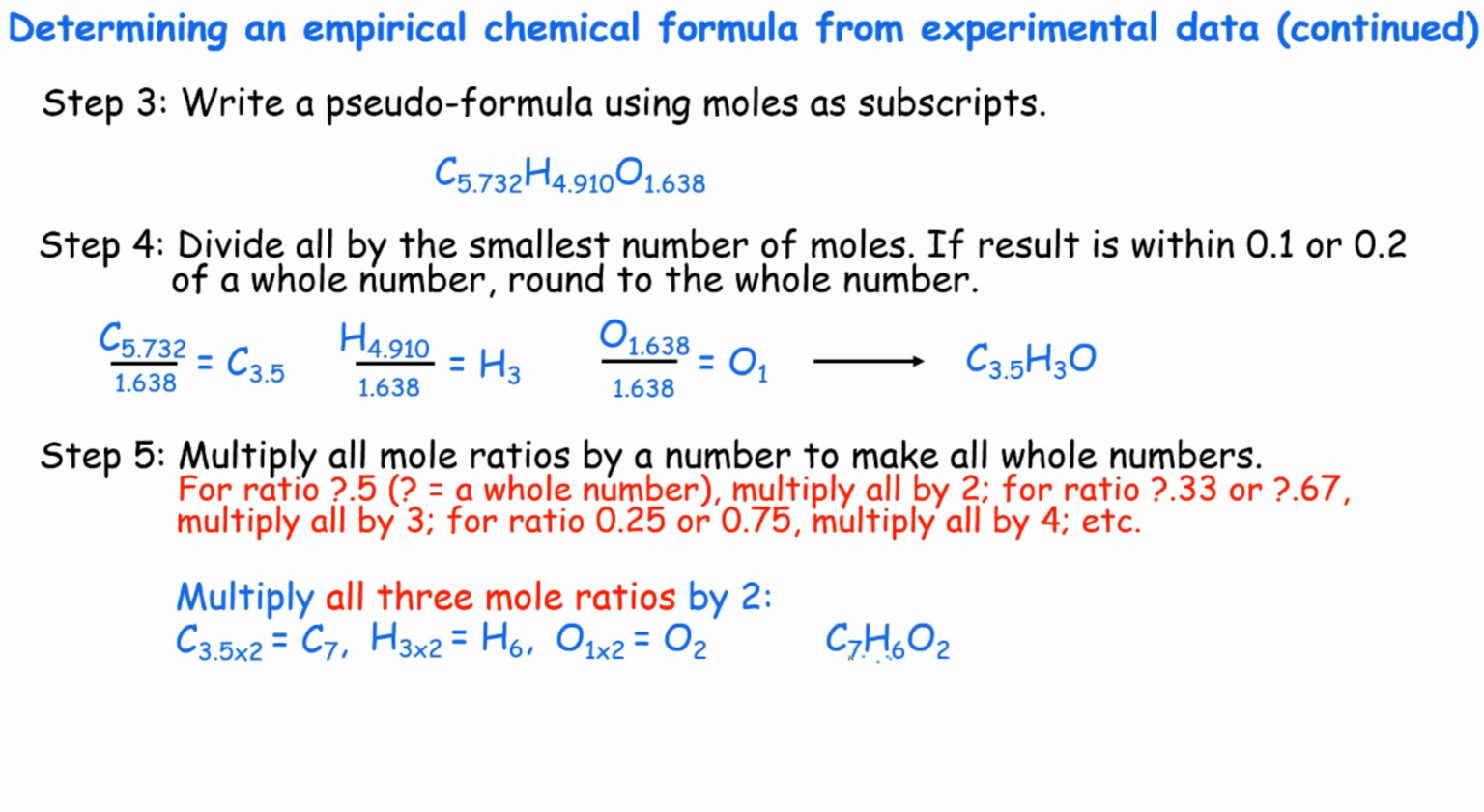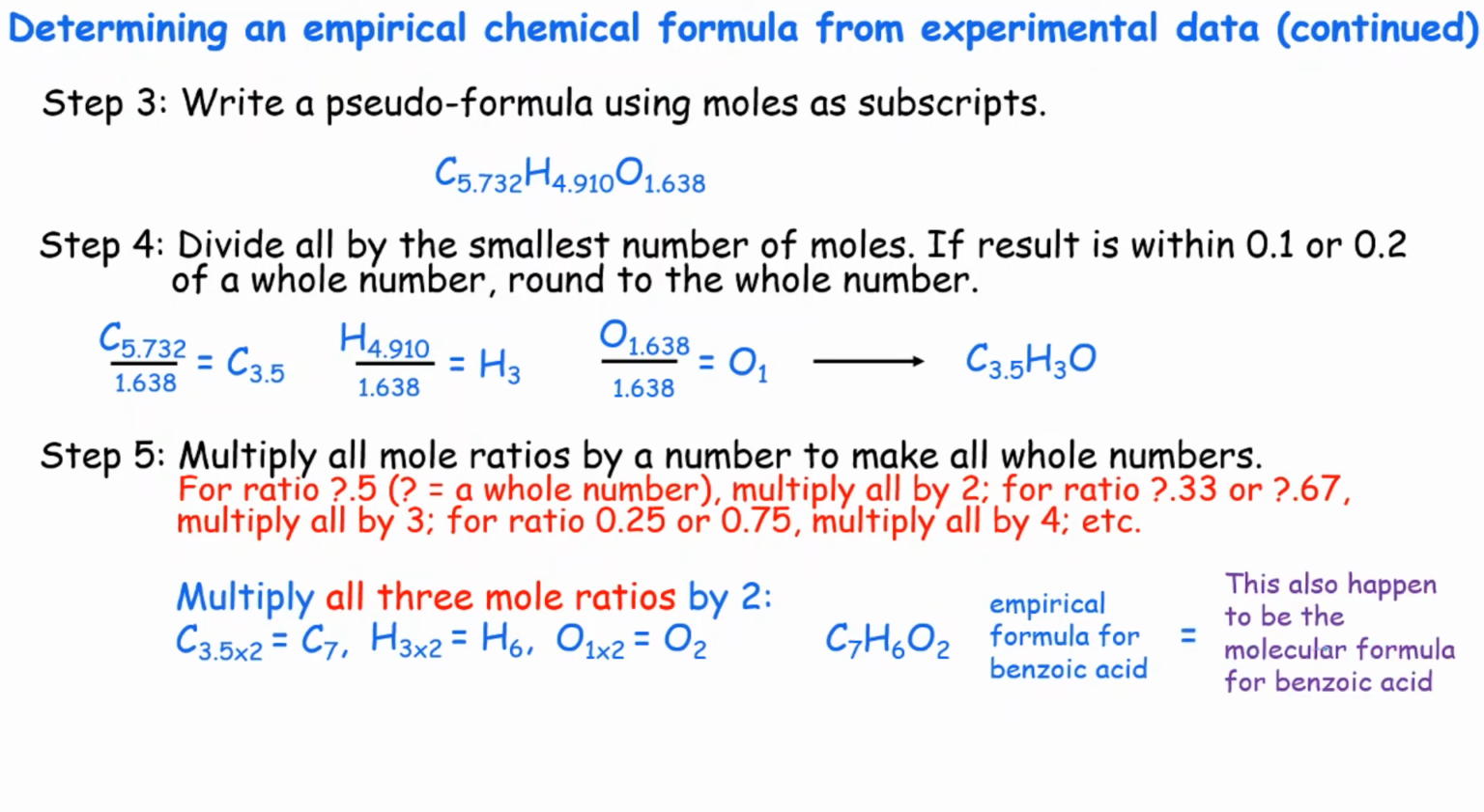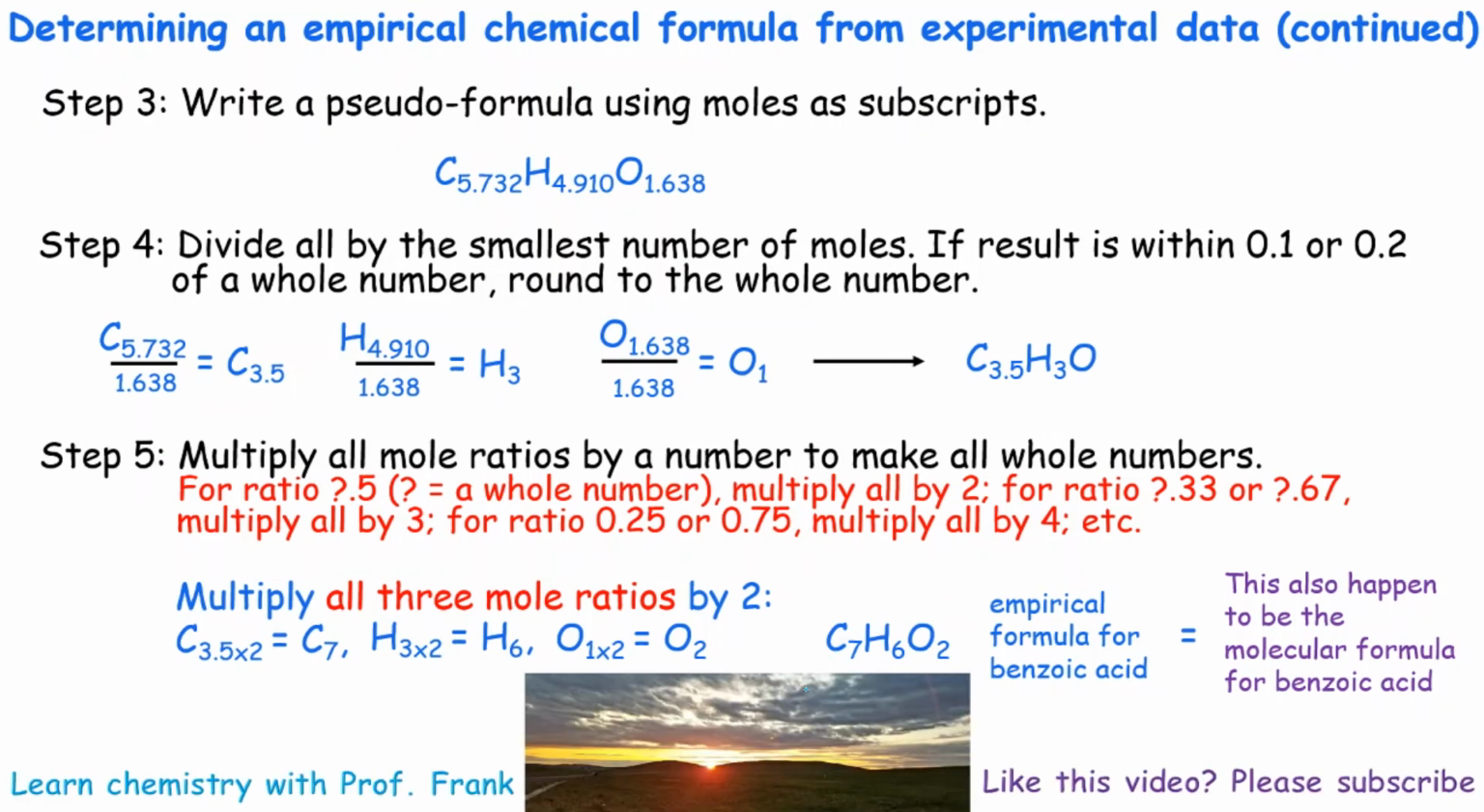And now let's see. C7H6O2, that's the simplest whole number ratio, or the smallest whole number ratio. Therefore, this has to be the empirical formula for benzoic acid. And as a matter of fact, this also happens to be the molecular formula. Just like water, H2O is both the molecular and the empirical formula of water. Okay?